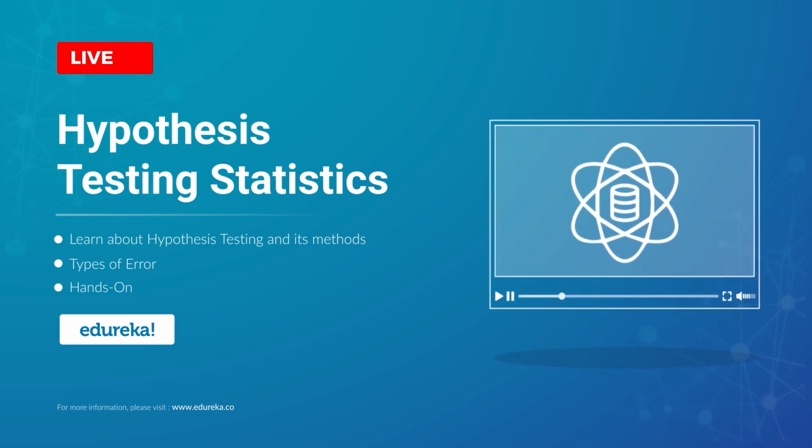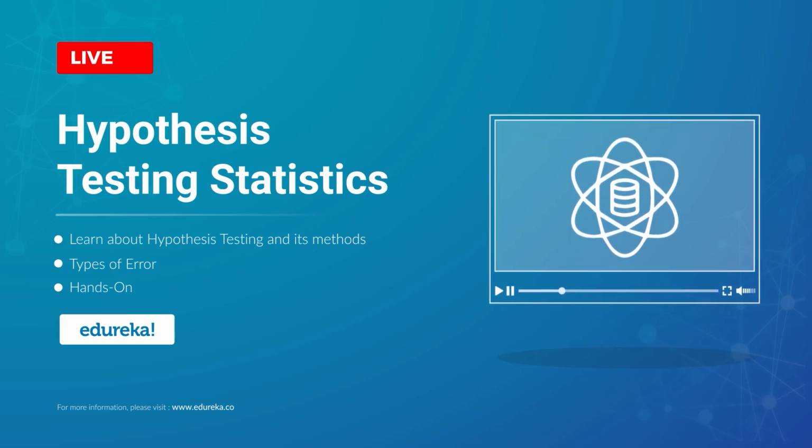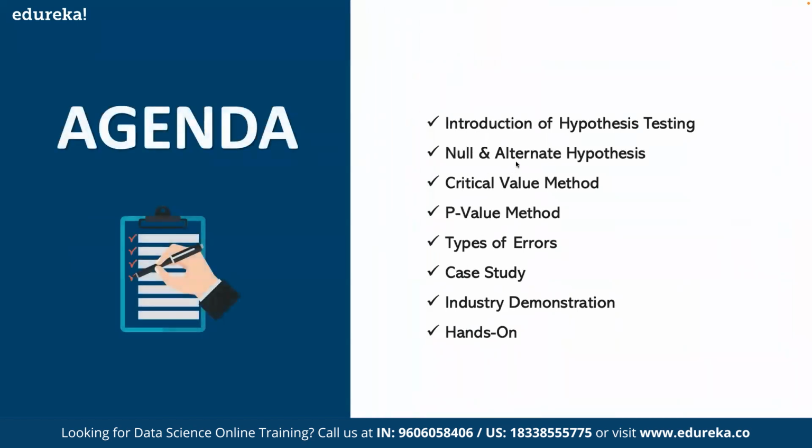So, as we progress in today's session, we'll be learning statistical hypothesis testing. We'll look into what exactly this hypothesis testing is. We'll understand the concept of the null hypothesis and the alternate hypothesis. And we will look into one of the well-known methods, called the critical value method, in performing hypothesis testing. Then we will look into the concept of the p-value method. How do we perform hypothesis testing by referring to the p-value?